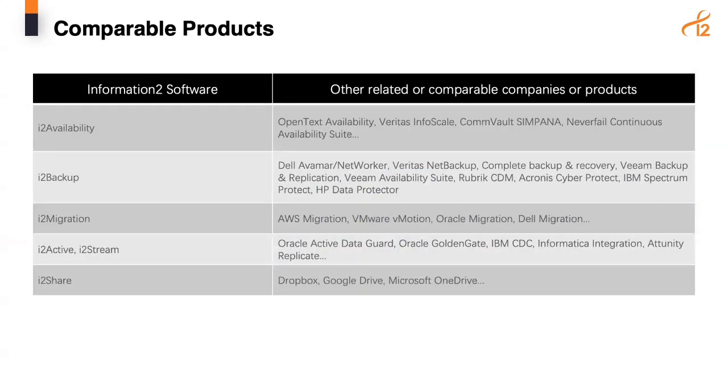Here are some compatible products that we may face in the market. As I mentioned, i2 availability is very similar to OpenText availability, previously named DoubleTake. And also, I think Terence is very familiar with Neverfail. So we also provide this type of product to replace the Neverfail solutions, and to replace Veritas InfoScale and Commvault.